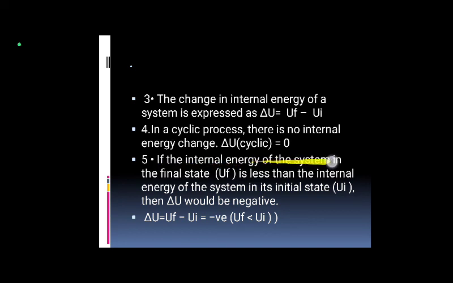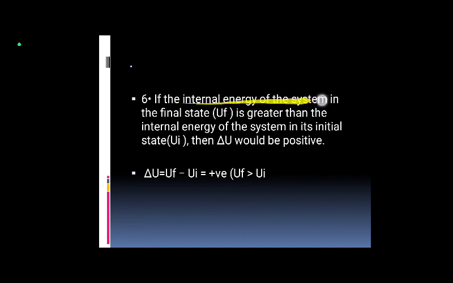If the internal energy of the system in the final state is less than the internal energy of the system in its initial state, then delta U would be negative. What is the formula? Delta U is equal to UF minus UI. When should it be negative? The final state should be less. When the final internal energy is less than the initial internal energy, then delta U is negative. If the internal energy of the system in the final state UF is greater than the internal energy of the system in its initial state, then delta U would be positive. That is, UF should be greater than UI. Then delta U is positive.